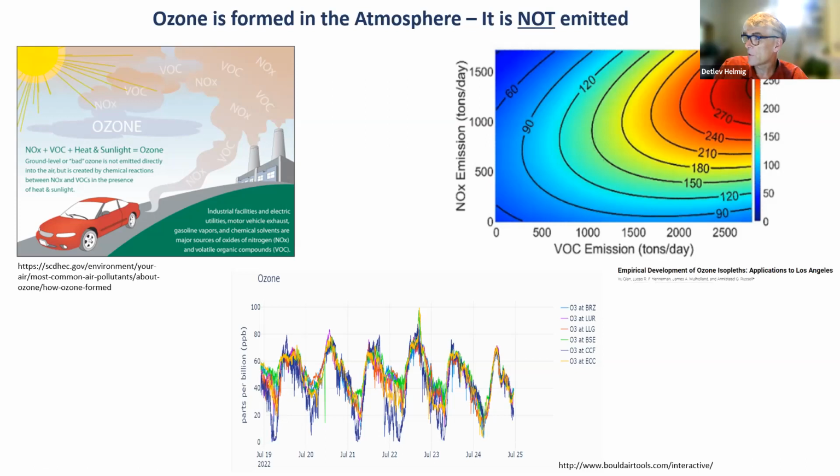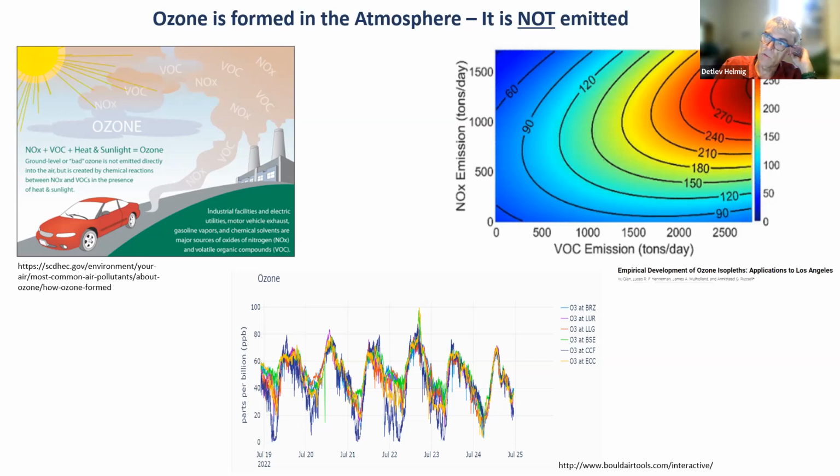So this graph on the right side with this blue to red colors shows you how much ozone is formed depending on how much VOCs you have, which is on the bottom on the x-axis, and the NOx is on the y-axis. So you see, if you only have high NOx or high VOCs, you're blue. You don't have much ozone, but you need both. You need the mixture of both of them, and at a certain ratio, that's where you get the highest ozone.